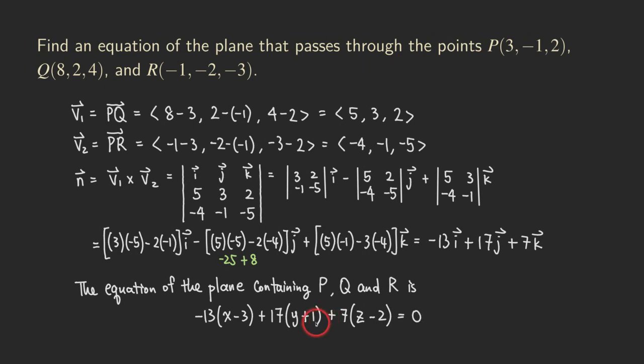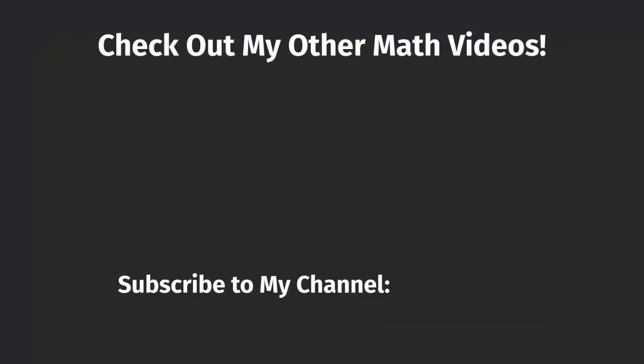Okay? It's up to you whether you want to simplify this equation so you can distribute the negative 13, 17, and then 7, and then get all the constants to the other side so that you're going to get ax plus by plus cz equals some number d. But we are not going to do that here. We already have the equation. The rest, if you write it in the other form, is really just algebra steps. So you distribute and then you combine like terms and all that. Okay, so that's it for this problem.